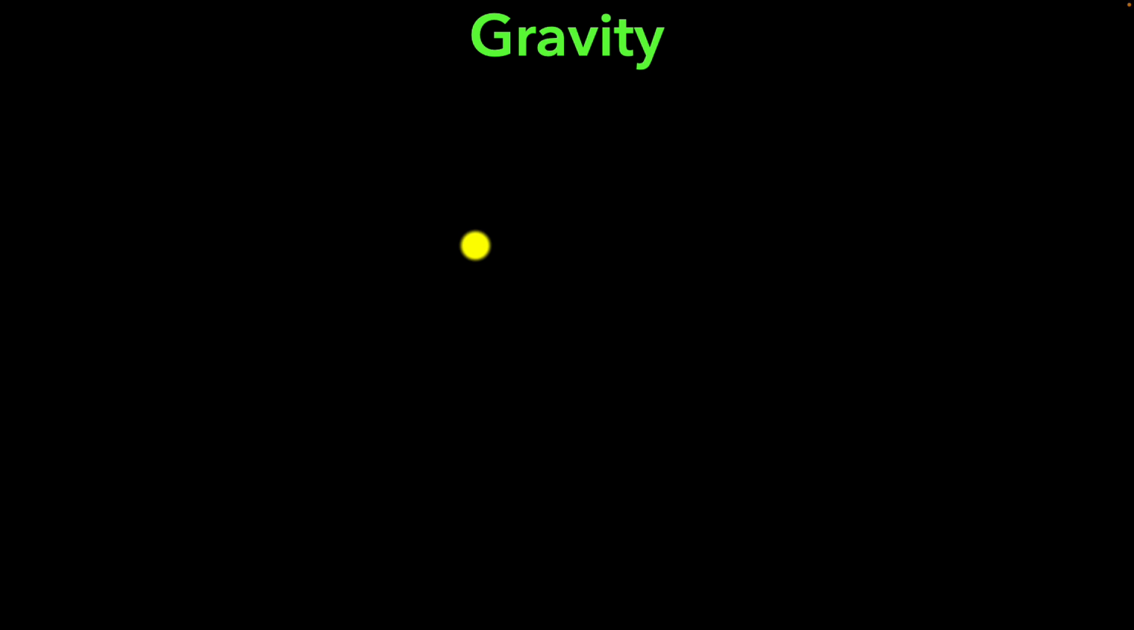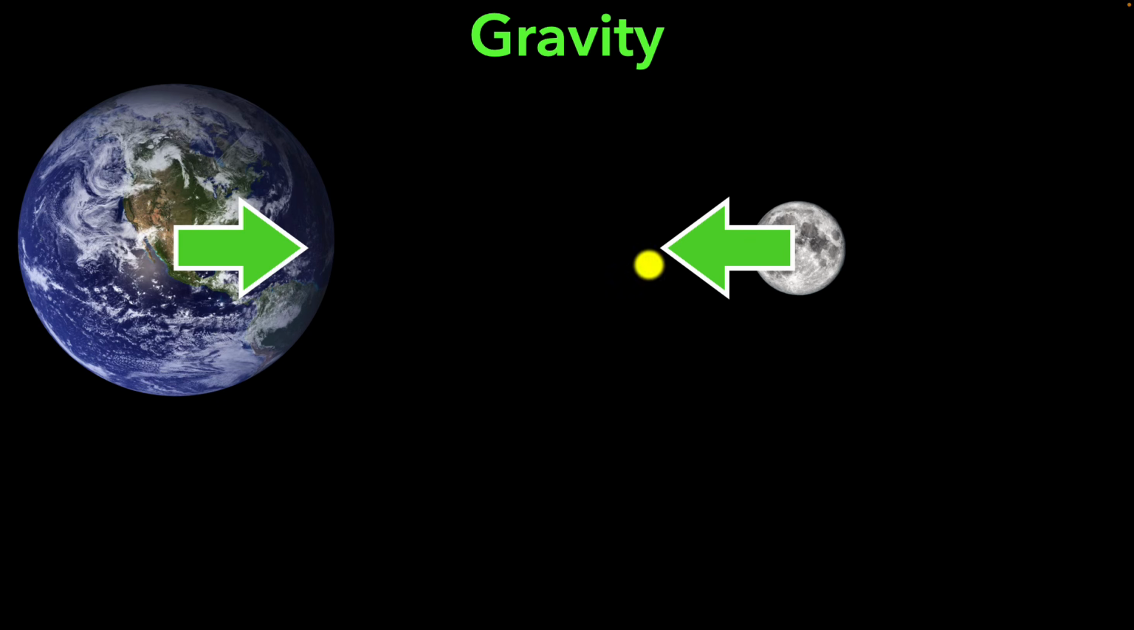Gravity is a force of attraction between any two objects with mass, like the Earth and the moon, for example. And the amazing thing is gravity doesn't require objects to touch. Masses can attract each other across space. Now, there are two key things that affect how strong this gravitational pull is. First, the mass. The more mass something has, the stronger its gravitational pull.